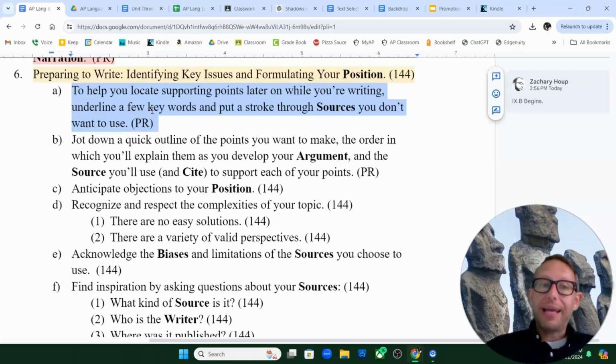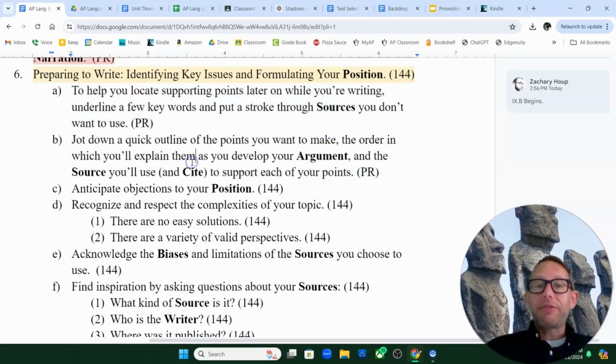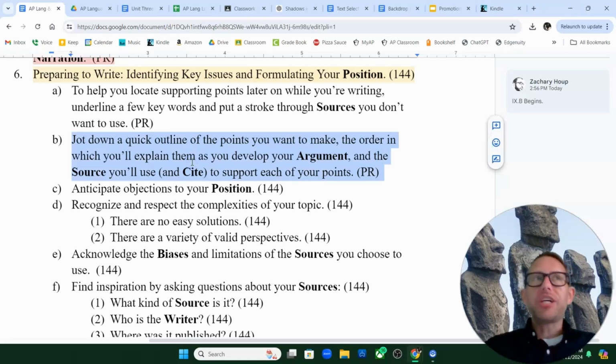So as a consequence of that, the less work you have to do going back through those 7 sources or so, the better, okay? It's great if you can jot down a quick outline of the points you want to make, the order in which you'll explain them as you develop your argument, and the source you'll use and cite to support each of your points. So just so you have some sense of where you're going and how you're going to get there, okay? And really, if you've done the proper annotation, one would hope that maybe you've already got a few key quotes and pieces of evidence illustrated on the original sources.